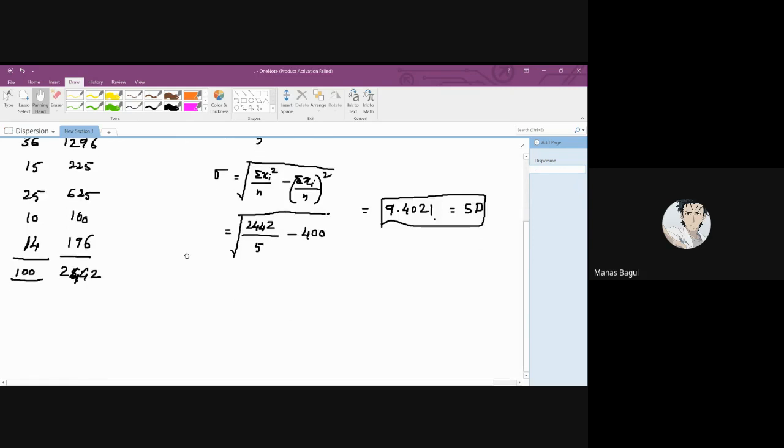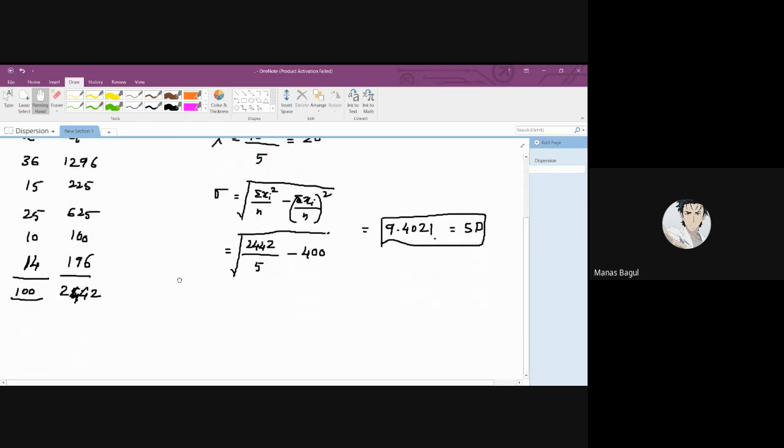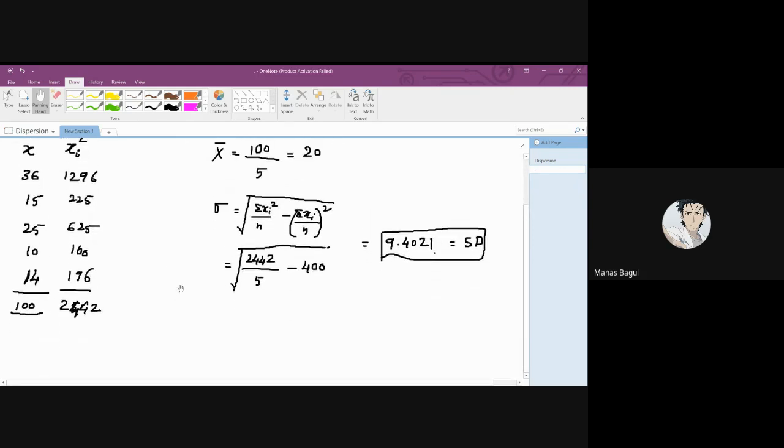I have a problem with the calculator. When I pressed 2442 upon 5, it showed a fraction instead of a decimal. It didn't solve it. Press the double implication button.